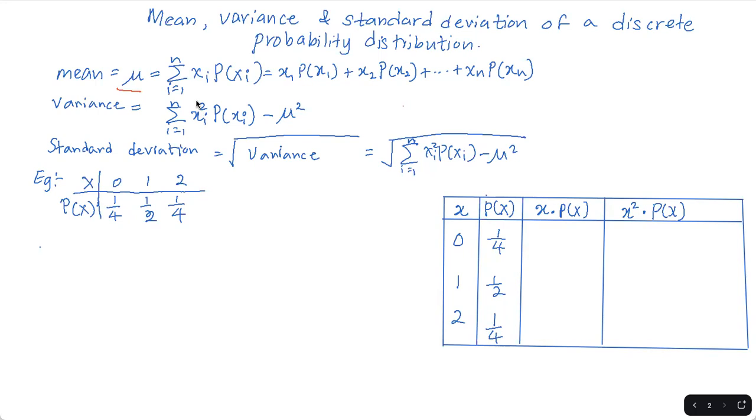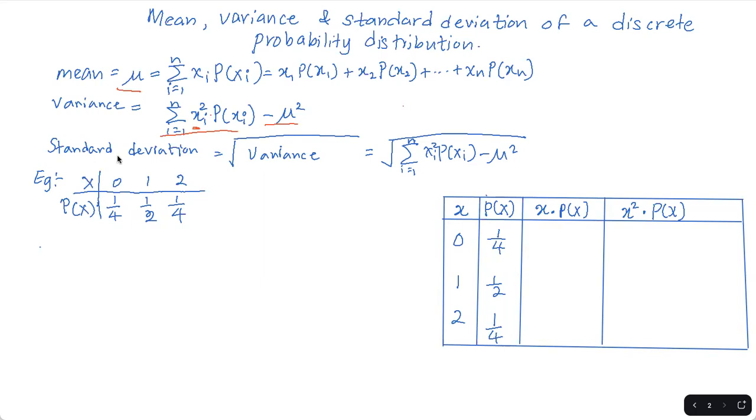And the variance can be calculated using this formula: the summation of all the terms of xi square times probability of xi. Once you calculate this term, then you have to subtract the mean square, mu square, right? And then the standard deviation is simply the square root of your variance, which is the square root of summation xi square times probability of xi minus mu square.